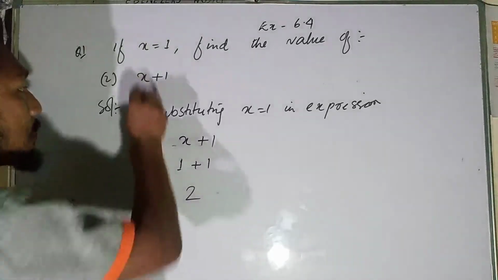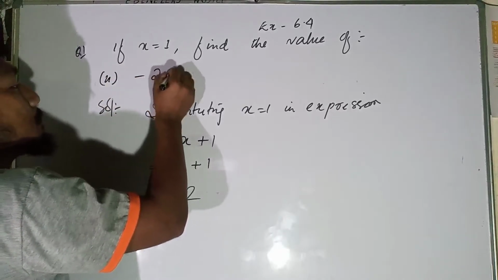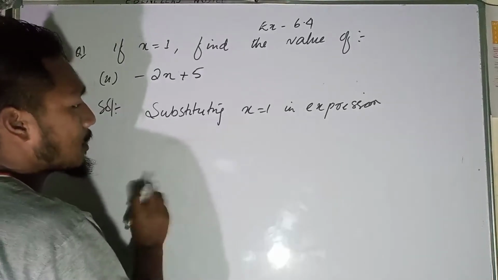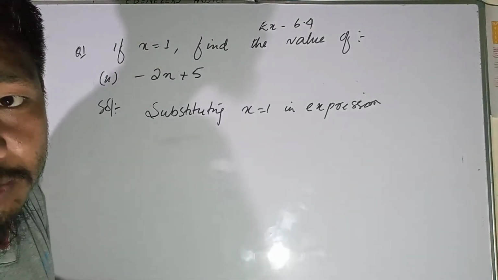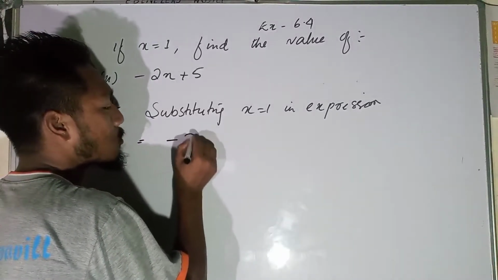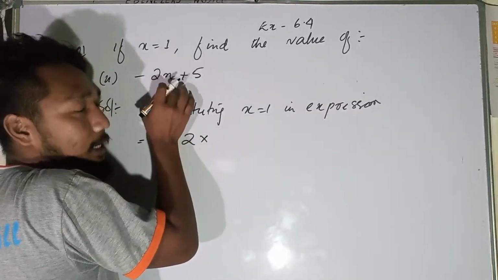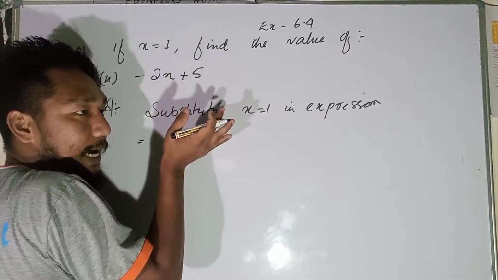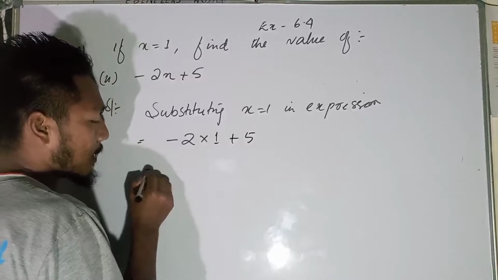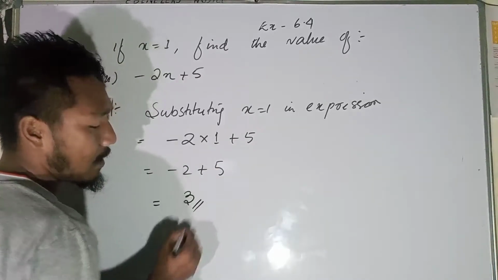Let's try to solve one more question, that is Roman number 2: minus 2x plus 5. Now substitute x is equal to 1 in the expression again. Wherever x is there, I will put minus 2 into 1, because 2x with no sign between the number and the variable means multiplication. So minus 2 into 1 is minus 2, plus 5. Minus 2 plus 5 is 3. So this is our answer.